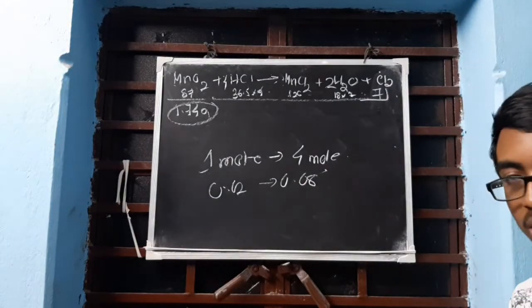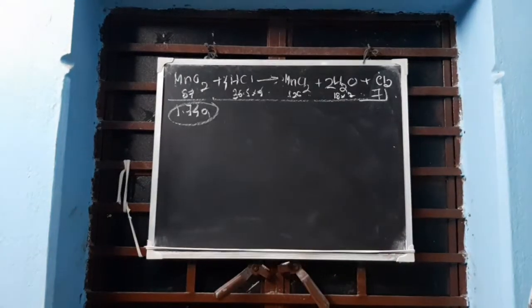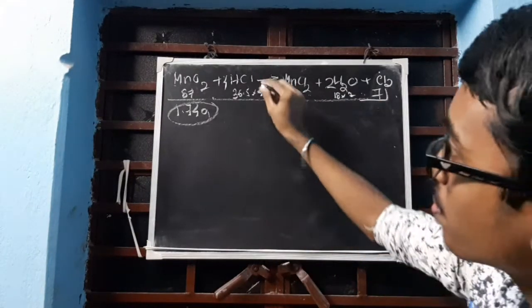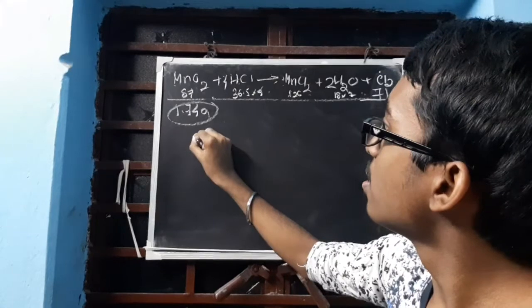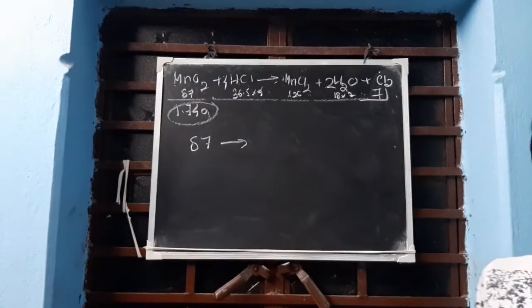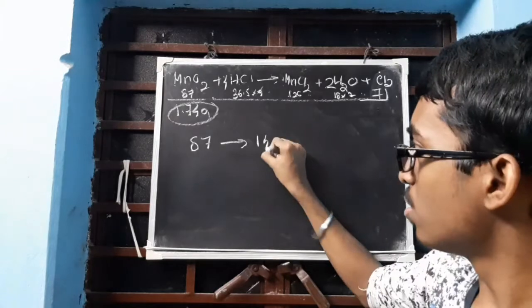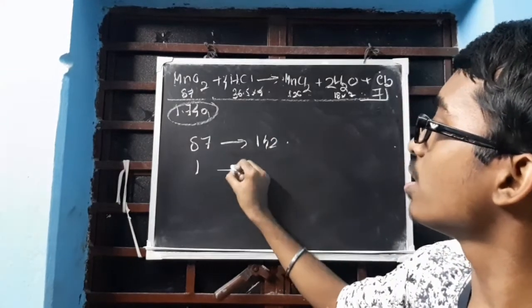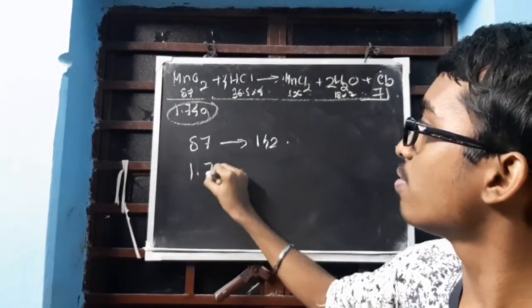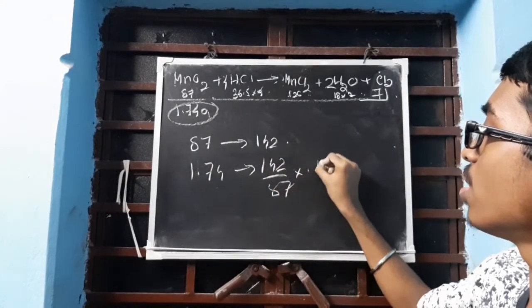But writing this much will not help you. How to prove it is 0.08? Let's check. This is 4HCl. 87. How much is 35.5 into 4? Let's check. 35.5 into 4 is 142. So 87 is 142. 1.74 is 142 by 87 into 1.74.